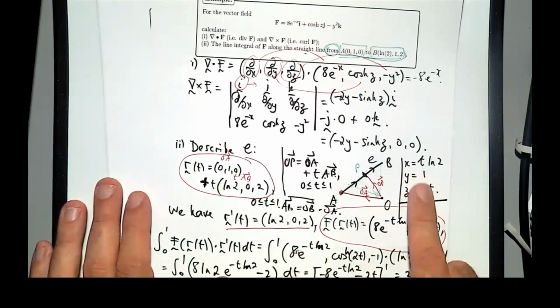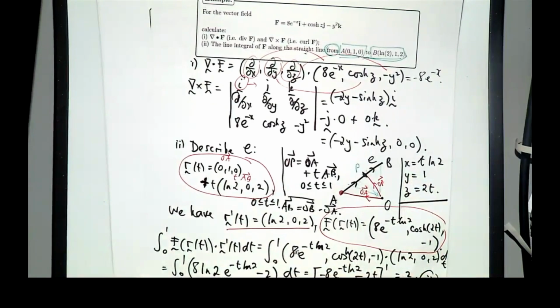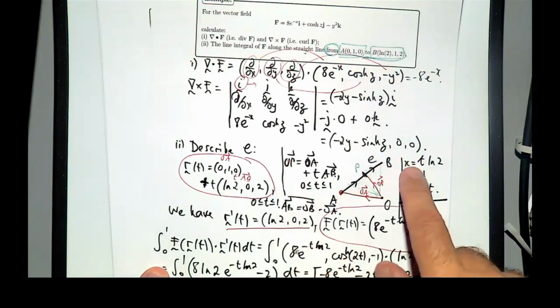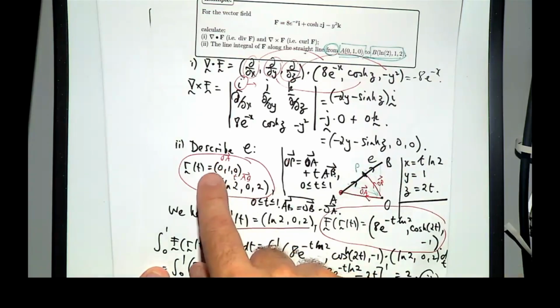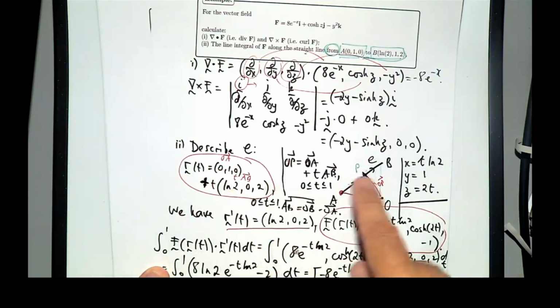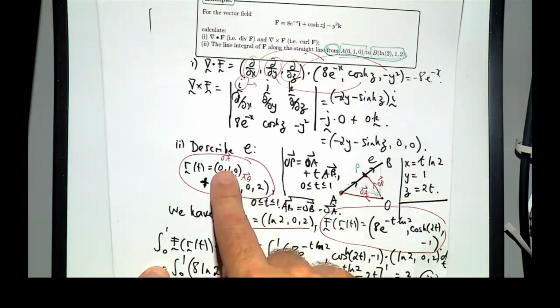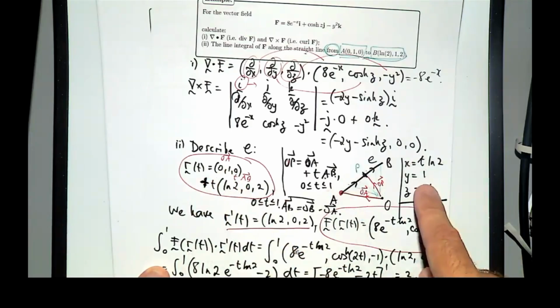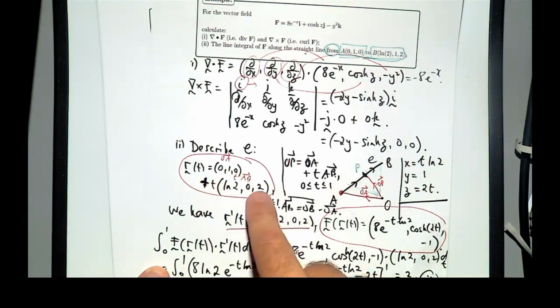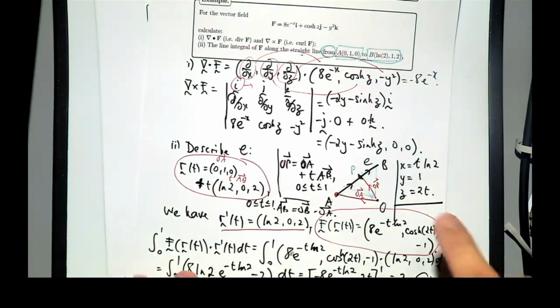So for everyone at home, you'll be able to hear me, right? So x is just the first bit of this mess. So 0 plus t times log 2, that's t log 2. y is 1 plus t times 0. z is 0 plus t times 2, 2t. Let me know if you got that at home.